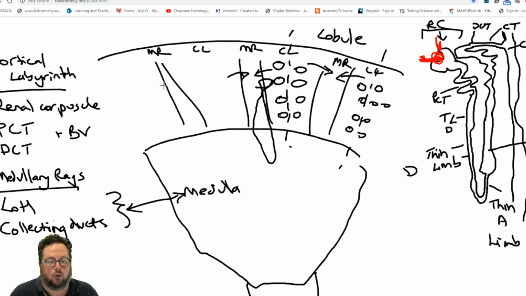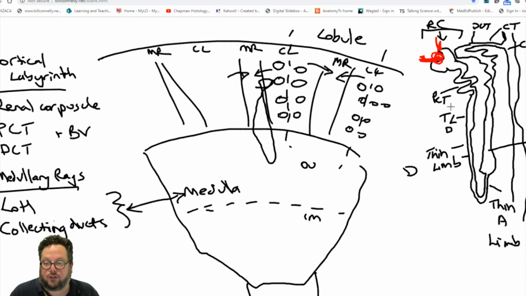All right, so does that help your understanding about where we find the different components of the nephron within the kidney? The cortical labyrinths contain the renal corpuscles and the convoluted tubules, and the medullary rays contain the loops of Henle and collecting ducts, as does the medulla. You can divide the medulla into an outer medulla and an inner medulla. The outer medulla is where you'd find the thick limbs of the loop of Henle, and in the inner medulla you might find some thin limbs, as well as the collecting ducts. So they have a slightly different distribution of those components as well.